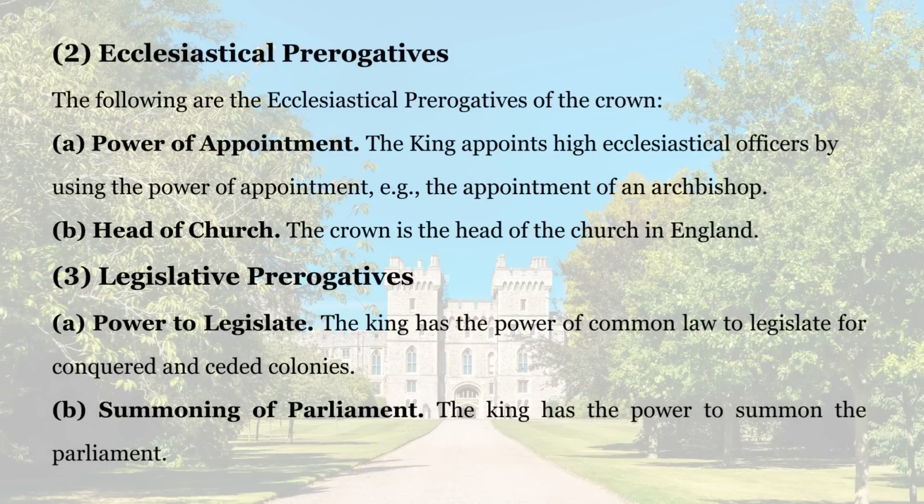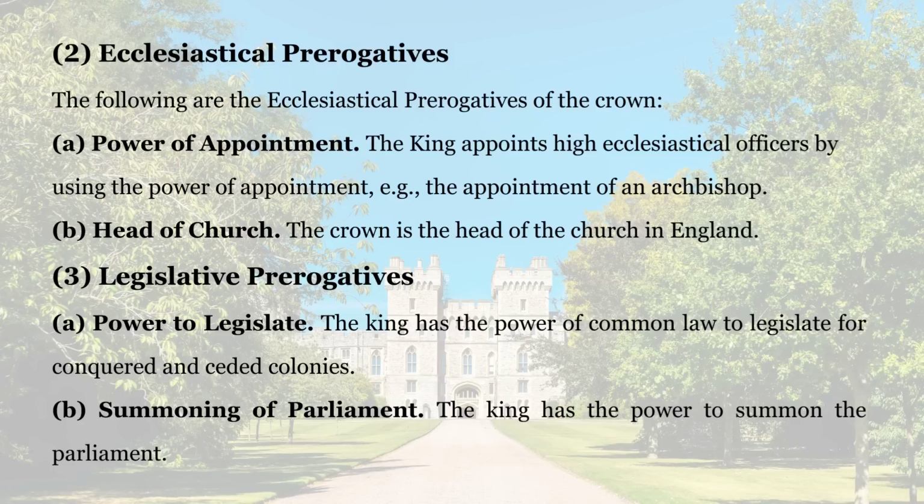2. Ecclesiastical prerogatives. The following are the ecclesiastical prerogatives of the Crown. A. Power of appointment. The king appoints high ecclesiastical officers by using the power of appointment, for example, the appointment of an archbishop. B. Head of church. The Crown is the head of the church in England.